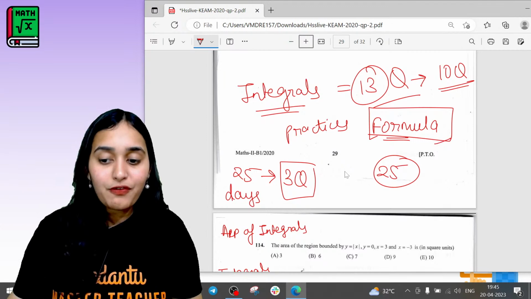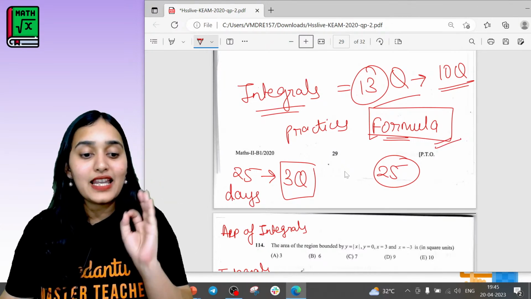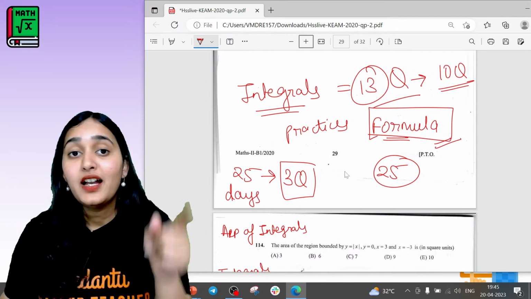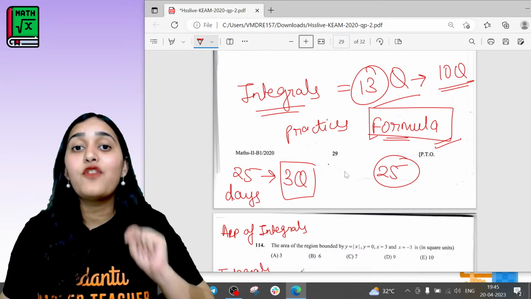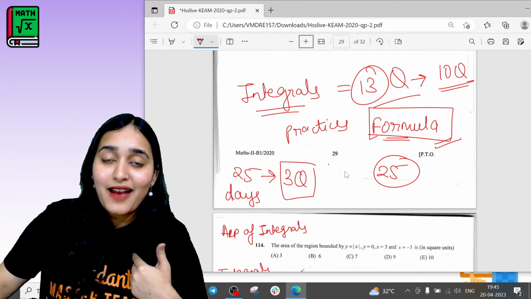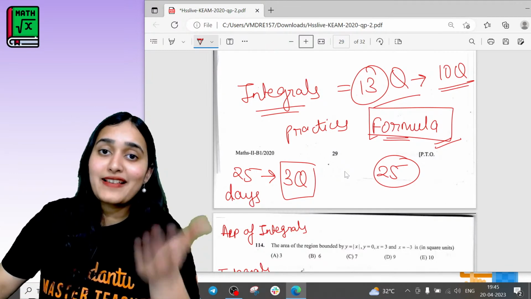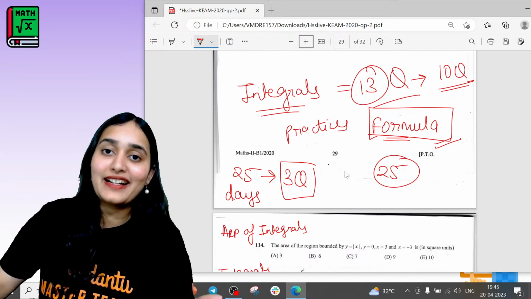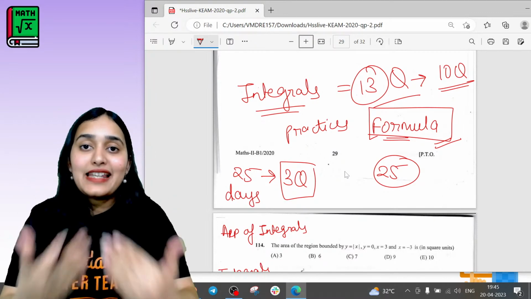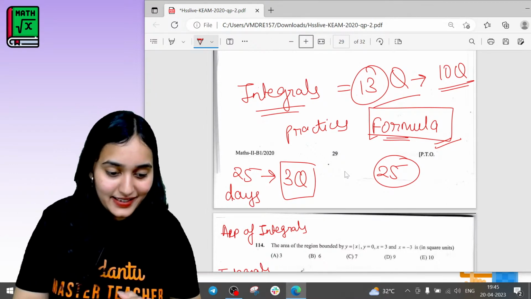First, you memorize formulas. You memorize each and every formula. I cannot memorize formula for you. You have to memorize formula for yourself. Can I memorize the formula for you? Can I give your exam? No. You give your exam, you memorize your formula, you practice your questions. I will just help you in understanding the formula, understanding the questions.